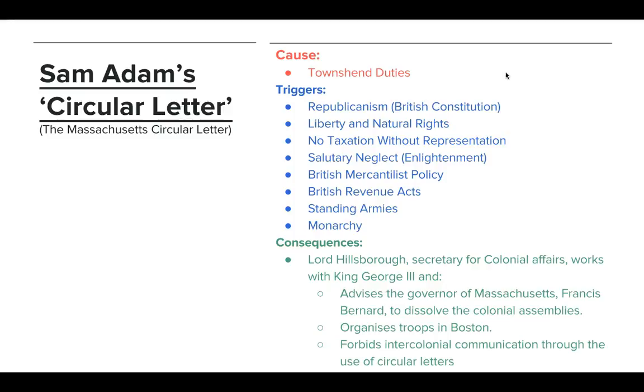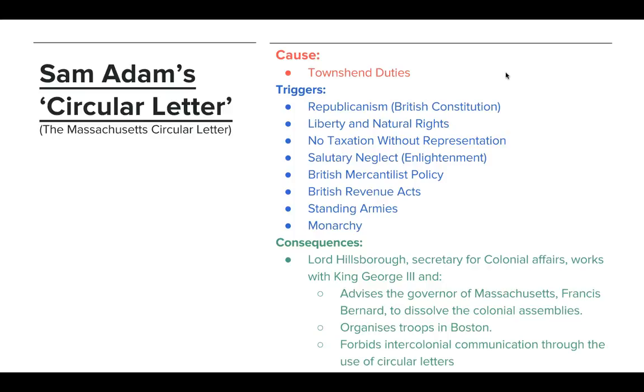And so the circular letter brings up a lot of themes. It almost can be used as a summary for us so far. The cause of the circular letter is the Townshend duties, the fact that the Americans are being taxed on basic British goods such as tea and glass and paper that they use every day, and they don't want that to occur. And Sam Adams has seen this, and he's decided to act.